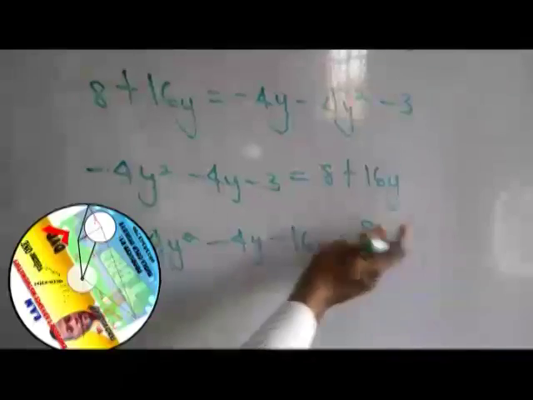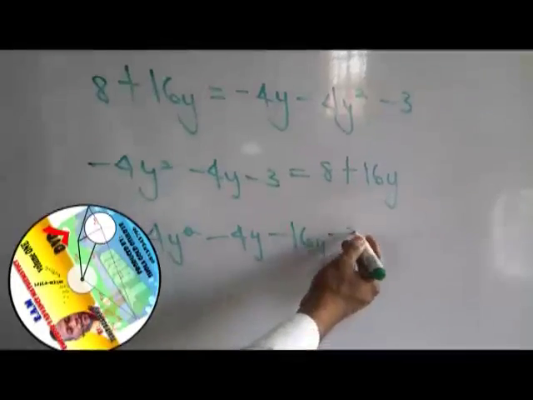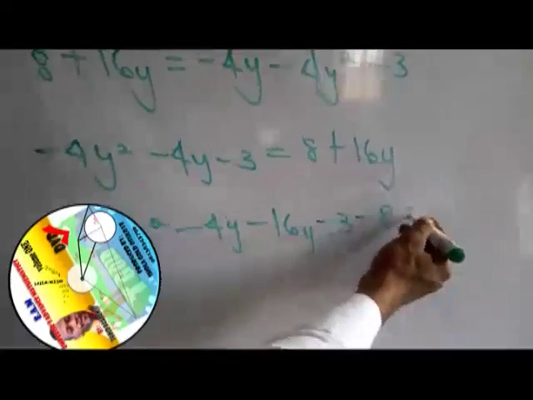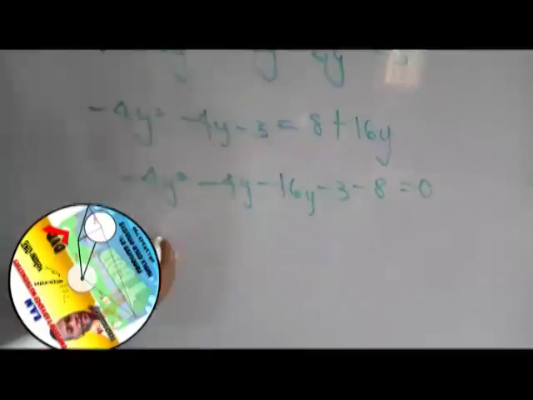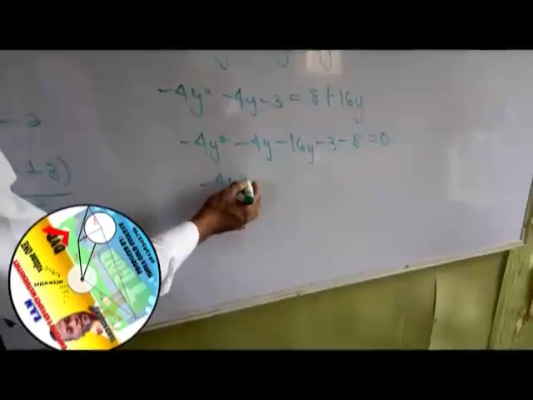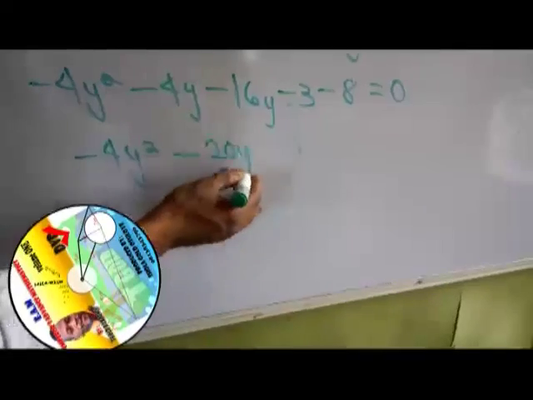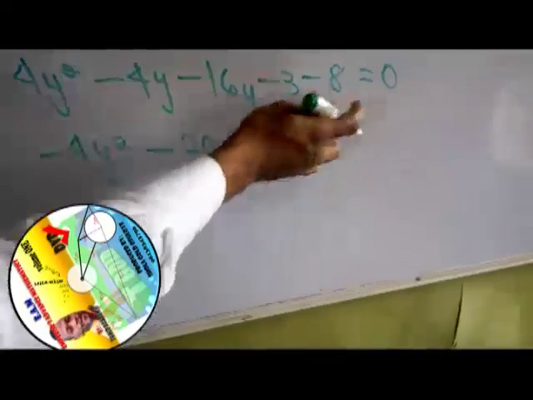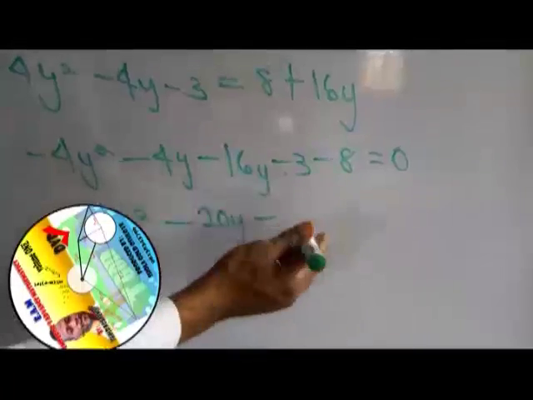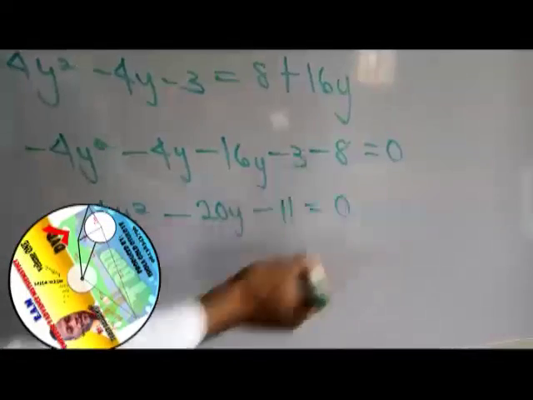Let me bring everything to this side. That's minus 3 minus 8, which is going to give me 0. So I'm going to be having minus 4y squared minus 16 plus, that's minus 20y, minus 8 plus 3. 8 plus 3, that will be 11. So I'm going to have minus 11 equal to 0.